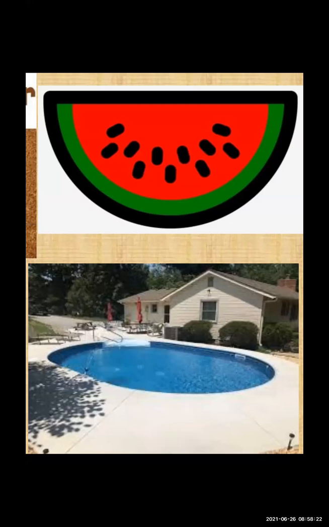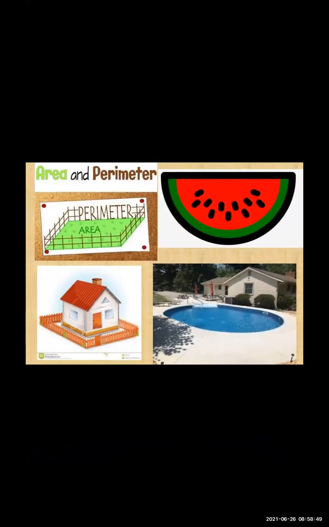And here it is a swimming pool. The boundary along the sides is your perimeter, and the inside surface in which the water is there is your area. All the surface where the water is covered is your area, and the boundary it consists of is your perimeter. So this is the way you are going to identify what is the area and what is the perimeter.